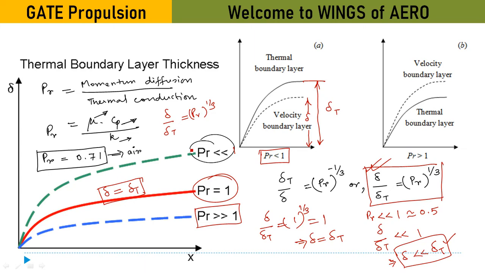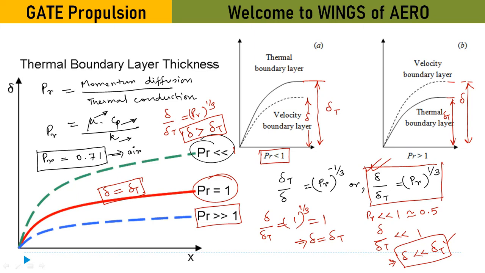See here, at this condition the del is much higher as compared with the del T. Now this is a very important concept. Now they can ask in other way around questions, like if the Prandtl number is less than 1, which boundary layer is thicker? From this particular concept, or you can say which is thicker.